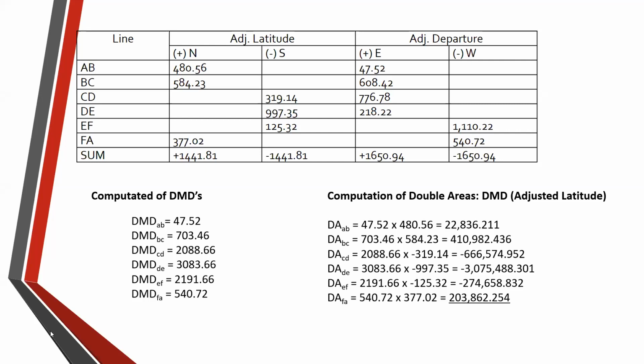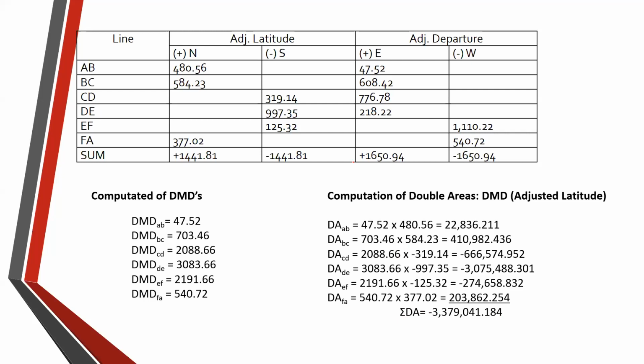Is that the same as what ma'am got? That is equal to negative 3,379,041.1184. Is that correct? Is it correct? Yes. So with this, is this the area of our traverse?